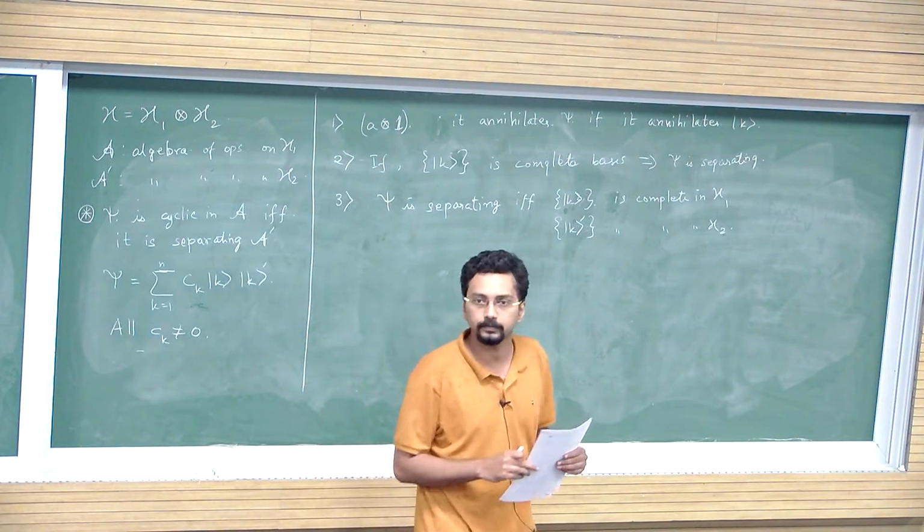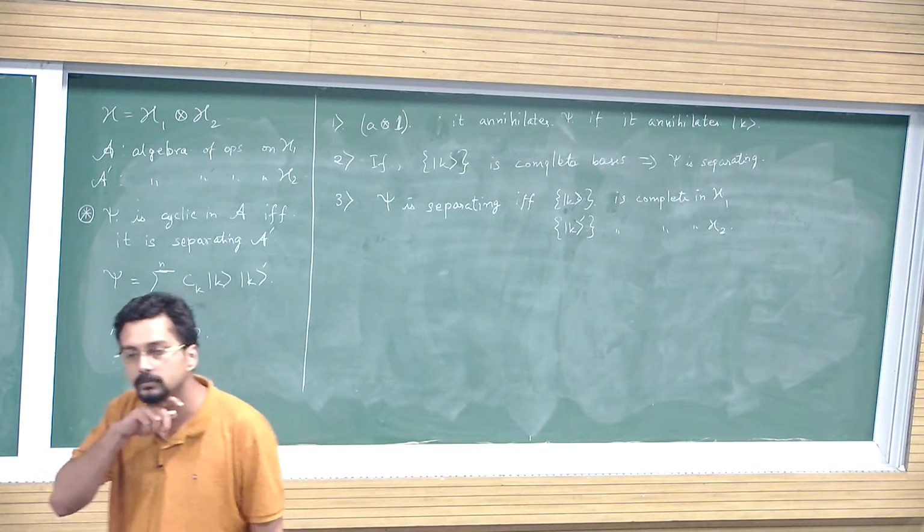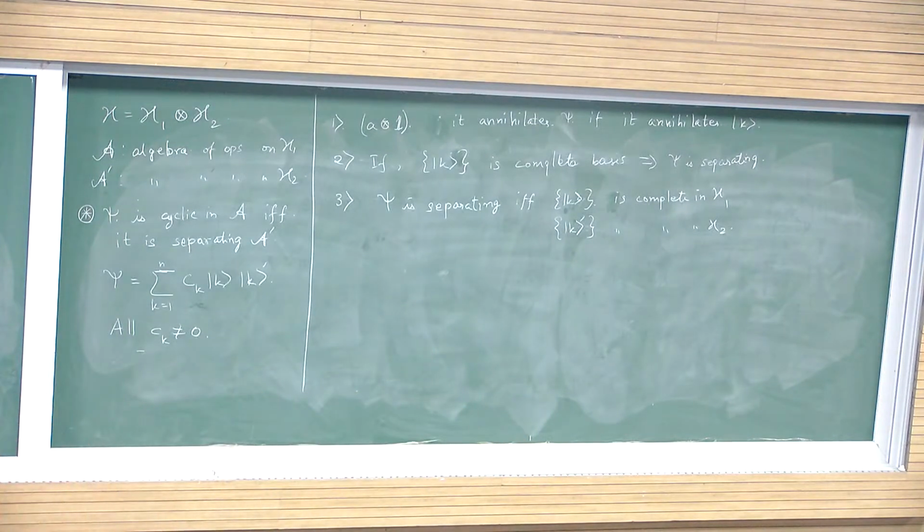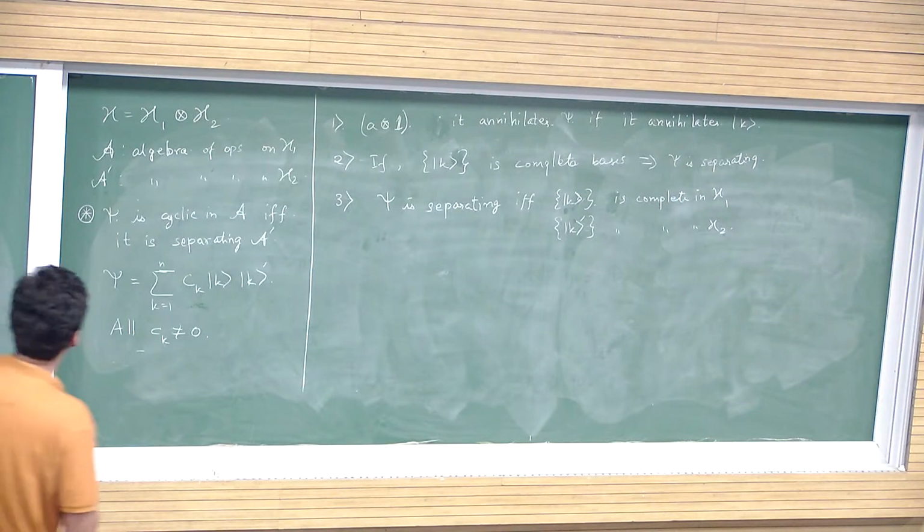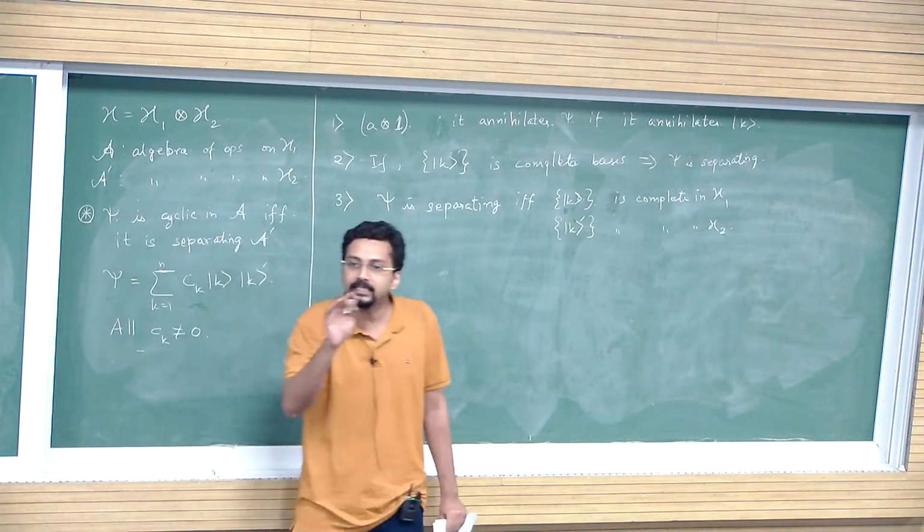Just to understand, H1 and H2 need not be the same dimension, or they have to be the same? They have to be the same. That is what I am going to get to. So these arguments will tell you that this object psi will be cyclic and separating.